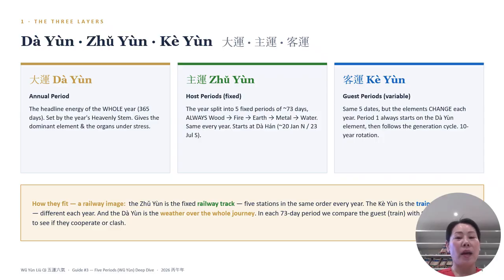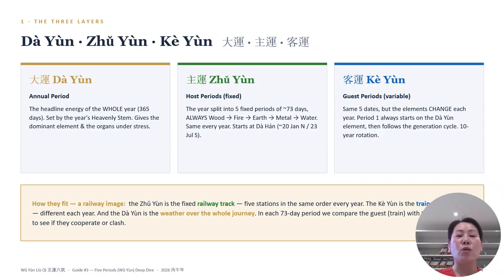Here are the 3 layers side by side. Let me introduce each in plain terms. The first, on the left, is the Da-Un, the annual period. Think of it as the headline mood of the entire year, all 365 days. It comes from the year's heavenly stem, and it tells us the dominant element and which organs are under stress. This is the single most important number in the whole system.